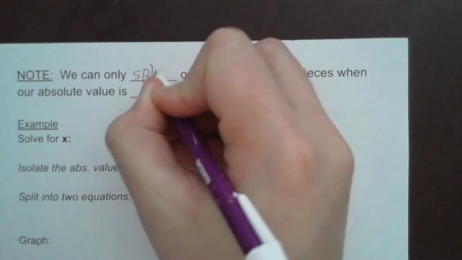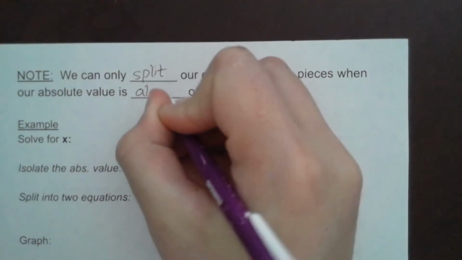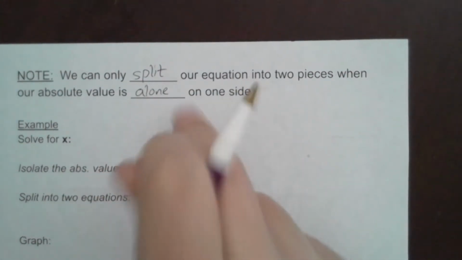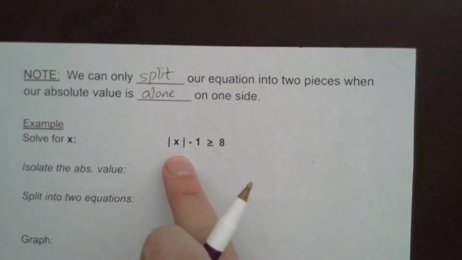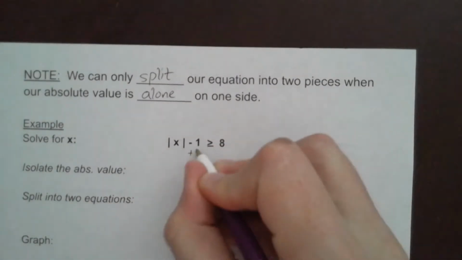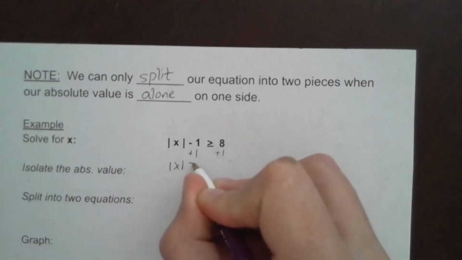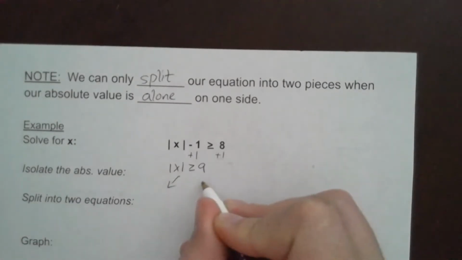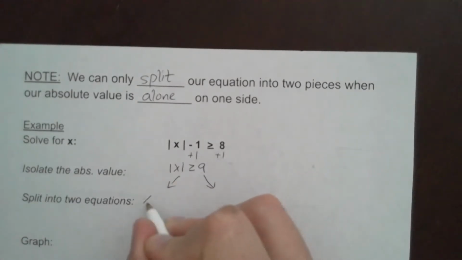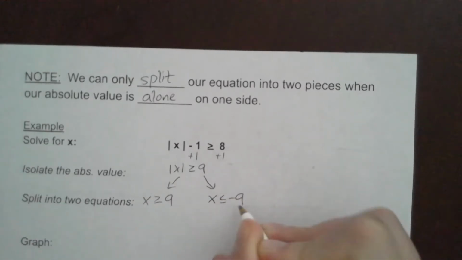Again, note we can only split our equation into two pieces when our absolute value is alone on one side. I keep reiterating this because it is vital. You cannot split your equation until you get your absolute value alone. So in this first example, we're going to have to move this to the other side. We get absolute value of x is greater than or equal to 9. Now we can split it. We get x is greater than or equal to 9, or x is less than or equal to -9.